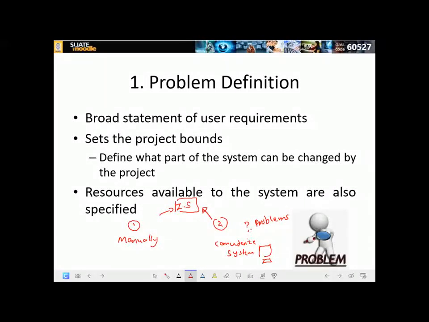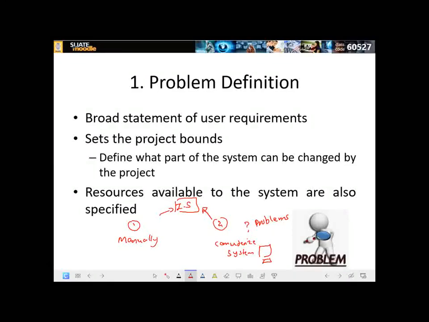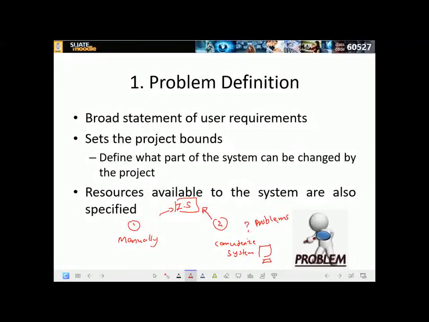Amend the system, right? So it's also a project. But if you are going to change the existing system because there are problems, you still have to go under these steps: SDLC, problem definition, feasibility study, system analysis, right?